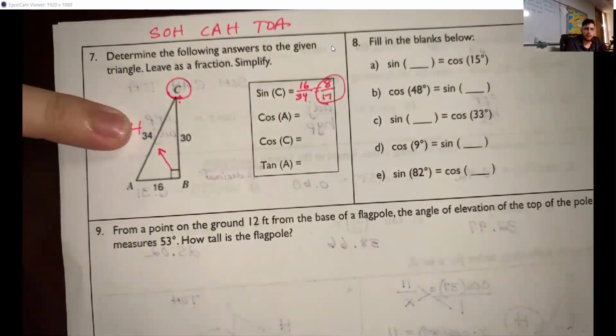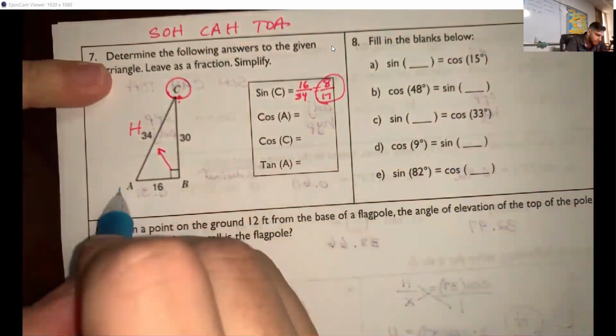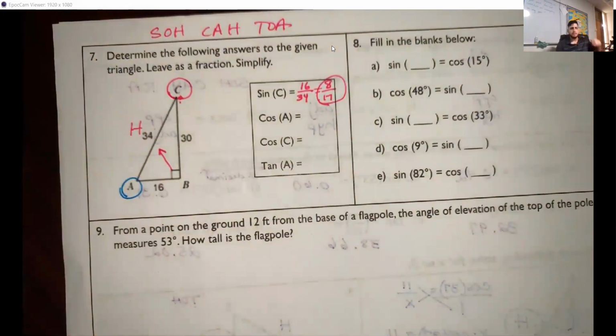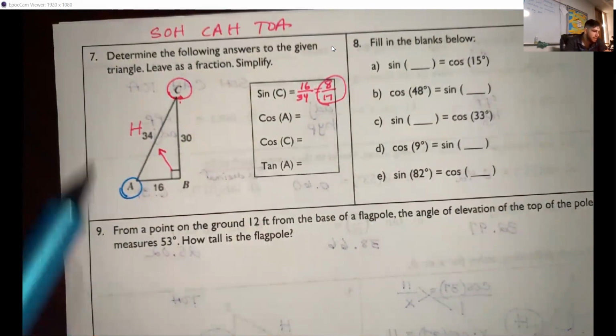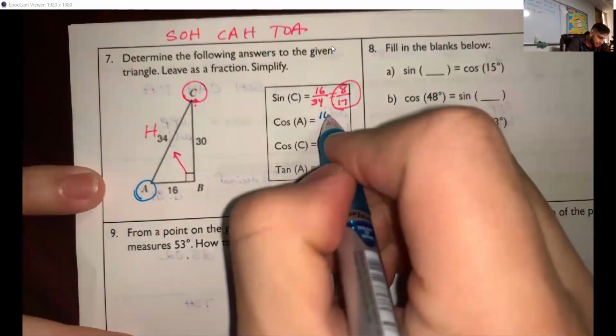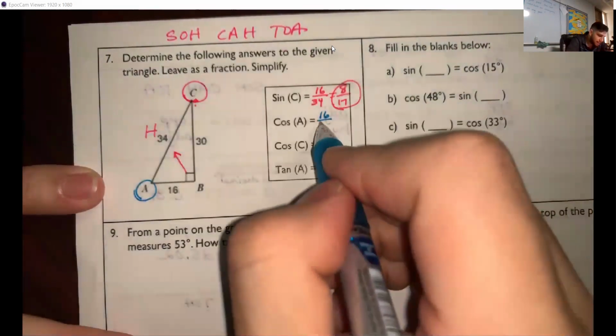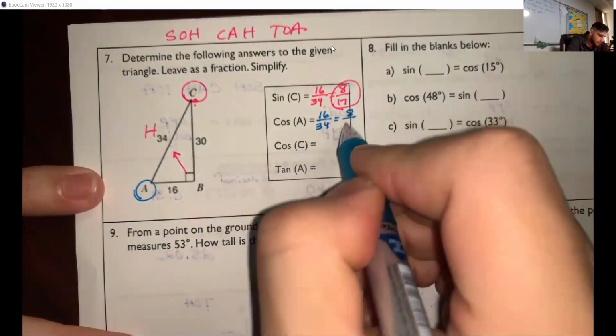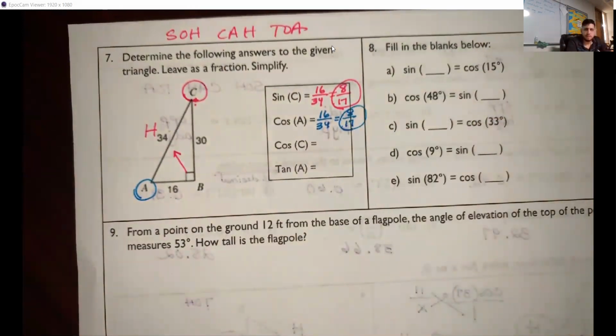All right. I'm going to do the same thing with the cosine of A. Now, let me pick a different color here. I'm going to look from the perspective of angle A, right? What is the cosine of A? What's adjacent to angle A? Is it the 16? Well, we already know that this is the hypotenuse, but which one is adjacent or next to angle A? 16. So, wow, we have the same thing. 16 divided by the hypotenuse 34 reduces down to 8 over 17. Same answer. Don't get confused. Don't get tripped up by that.